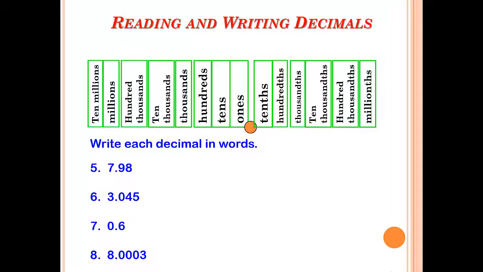Now we're going to use our place value chart to help us write each decimal in words. So for number 5, we have 7.98. We're going to look at our last digit, which is the 8. It is 2 digits to the right of our decimal. So in our place value chart, 2 digits to the right would be 1, 2, and that would be the hundredths place. So we're going to write this as 7 and 98 hundredths.